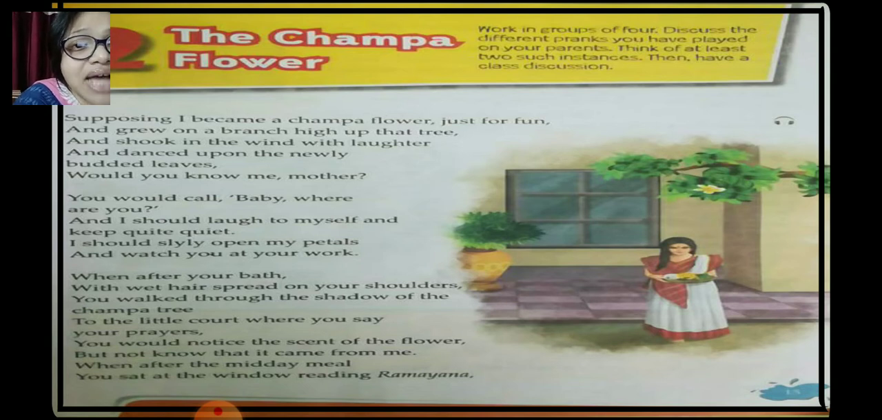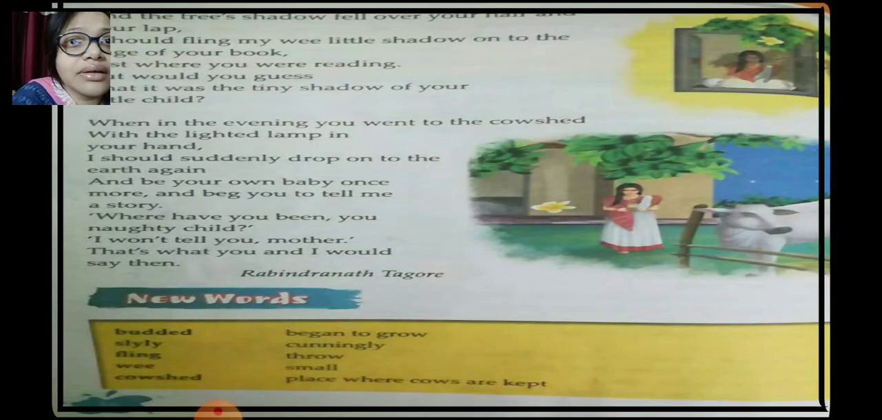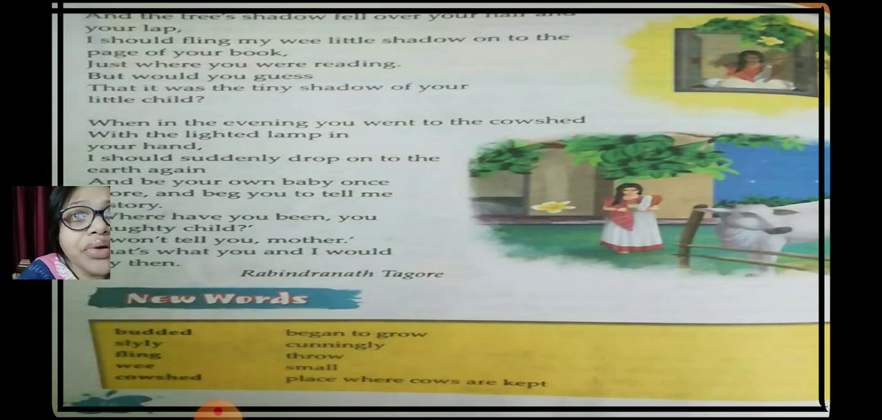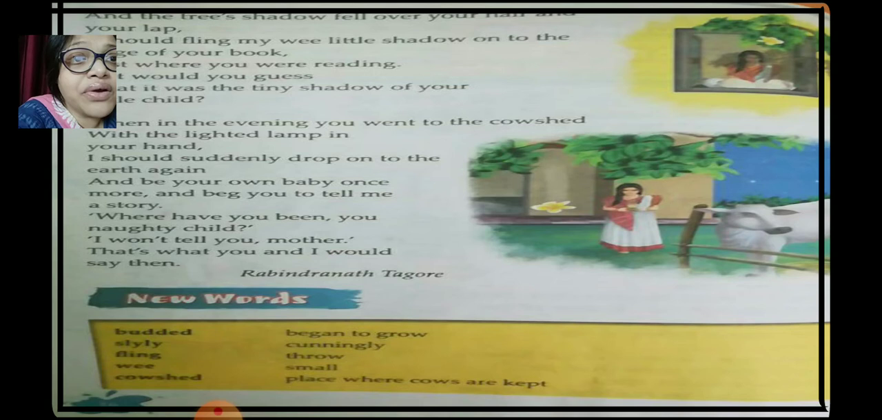When after the midday meal you sat at the window reading Ramayana, and the tree's shadow fell over your hair and lap, and I should fling my wee little shadow onto the page of your book, just where you were reading. But would you guess that it was the tiny shadow of your little child? When in the evening you went to the cowshed with the lighted lamp in your hand, I should suddenly drop on to the earth again and be your own baby once more and beg you to tell me a story. Where have you been, you naughty child? I won't tell you, mother. That's what you and I would say then.